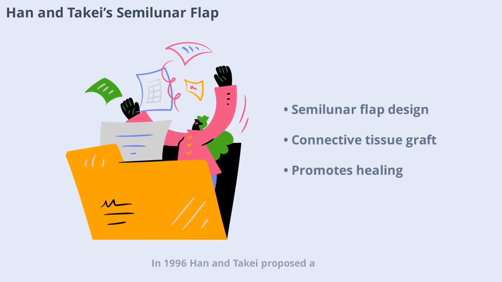In 1996, Hahn and Takei proposed a semilunar coronally repositioned flap technique. This method is based on the use of a free connective tissue graft, which is repositioned to fill the missing papilla area. The semilunar design allows for minimal tissue trauma and improved blood supply, which can enhance healing and increase the chances of successful papilla reconstruction.